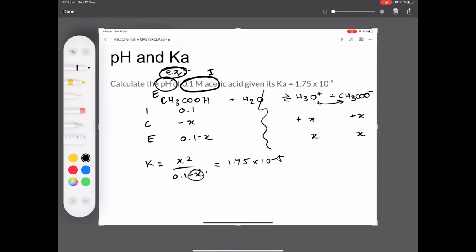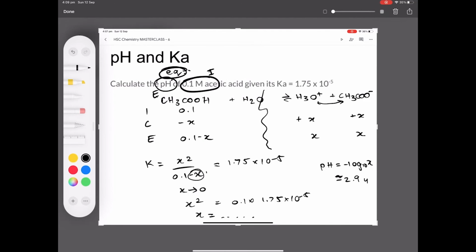Shashanth, what can we assume about this x value at the denominator? That it'd be close to 0. Good. So you just write x squared is equal to 0.1 times 1.75 times 10 to the power negative 5. What do we get as x? And actually, don't worry about the x. Tell me what the pH is, everyone. 2.9. Is that your final answer? Yes.